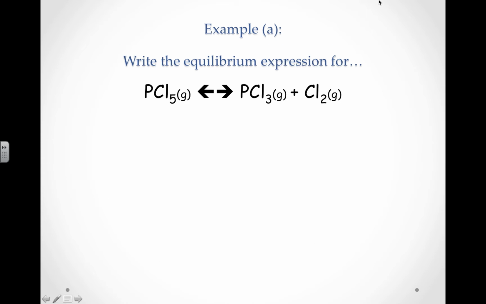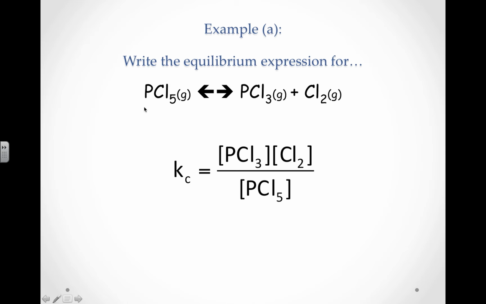Let's say we have PCl5 in equilibrium with PCl3 and chlorine gas. It's going to be products over reactants. And you see this is balanced. All our coefficients are 1. So we're going to have the concentrations of our products divided by the concentrations of our reactants, and they're all raised to a power of 1. These brackets are what we use for concentration, for molarity. Remember that we can only have the concentration or the molarity of something that is aqueous or gaseous. We can't find the molarity of something that's a pure liquid or a solid, but you won't see those.